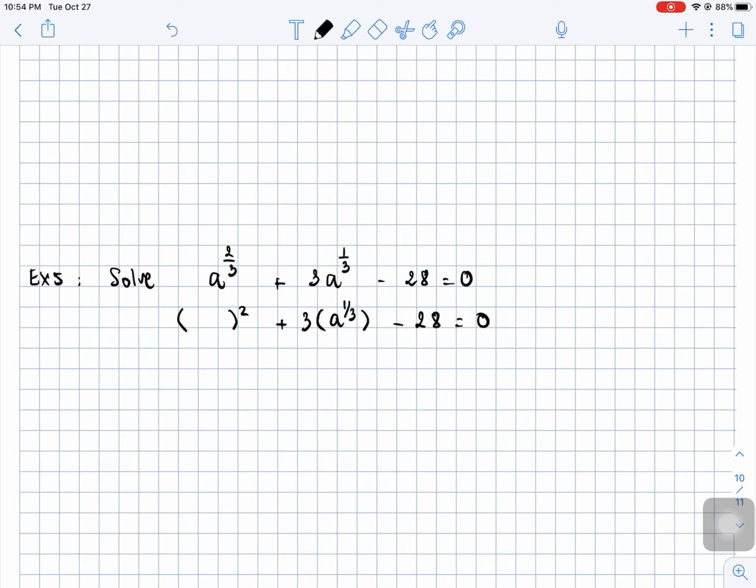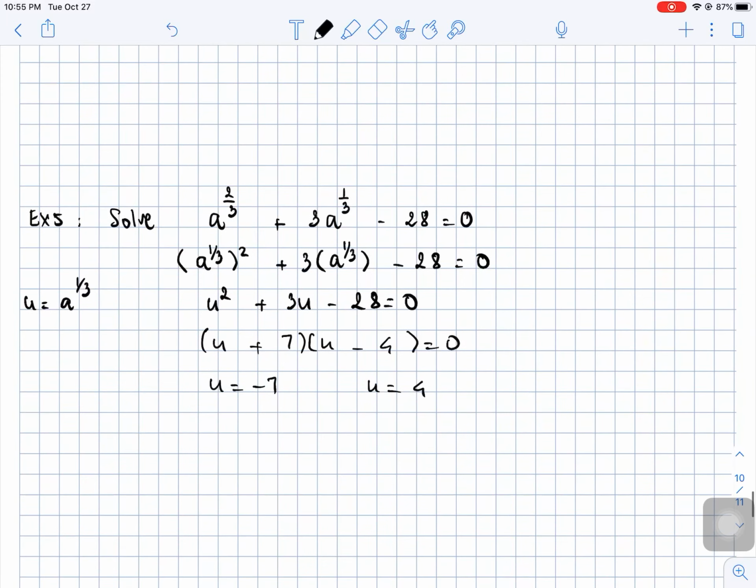Example number 5, the numbers we have in front are 1, 3, and negative 28. They represent A, B, and C. Then we need to have something squared plus 3 of that same thing minus 28 equals 0. The middle one is easy, that is x to the 1/3. Then we need to have the exponent of x also, right? So what is the exponent such that multiplied by 2, you get 2/3? The answer is 1/3. Then u will be x^(1/3).